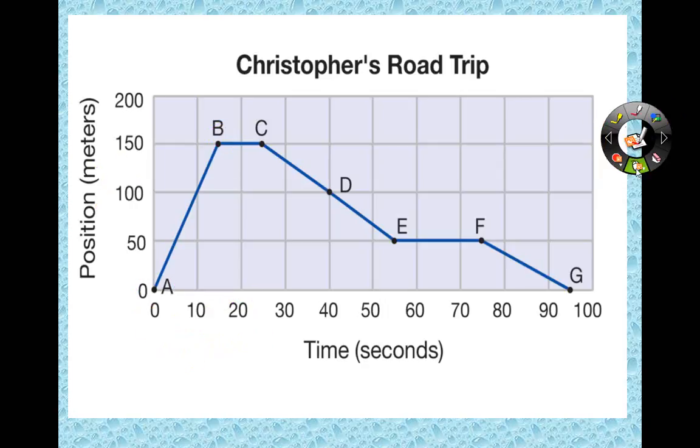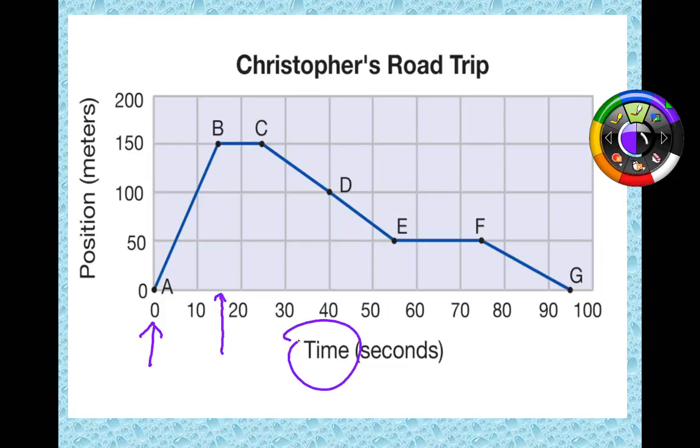Question number 2. How much time did it take for Christopher to travel from point A to point B? Let's look again at our graph. This is point A right here. Point B comes in right around here. We're talking about time. From 0 to 10 is 10 seconds, and about midway through here is about 15 seconds. It took Christopher about 15 seconds to travel that distance.